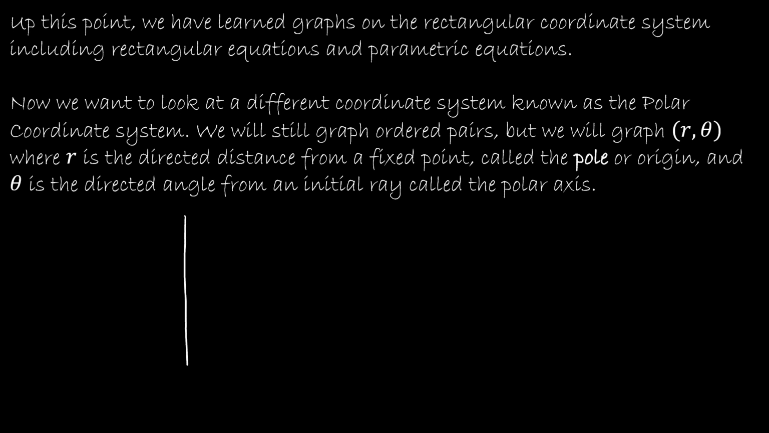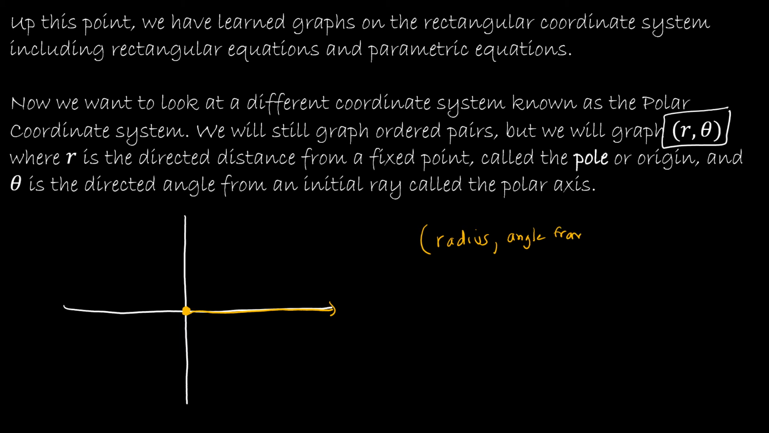It's still going to appear like the rectangular coordinate system, but now we are graphing r comma theta as an ordered pair. And r is really just the radius of a circle, or the directed distance from a fixed point called the pole or origin, which is of course that point right in the middle. And theta is the directed angle from an initial ray called the polar axis, which is this guy. Basically it's just the angle from the positive x-axis. That's what r theta is.